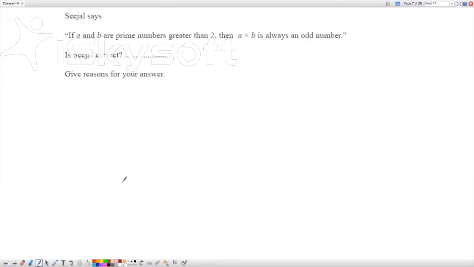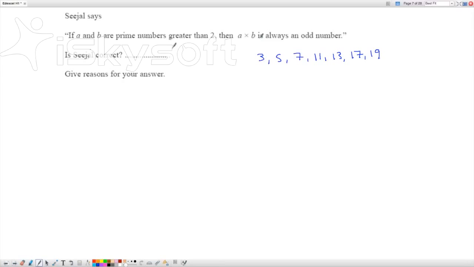Here we're told that Edexcel says if A and B are prime numbers greater than 2, then A multiplied by B is always an odd number. Is Edexcel correct? Give a reason for your answer. So first off, let's look at the prime numbers greater than 2. So we have 3, 5, 7, 9 is not a prime number, 11, 13, 17, 19. We won't need to go any further than that.